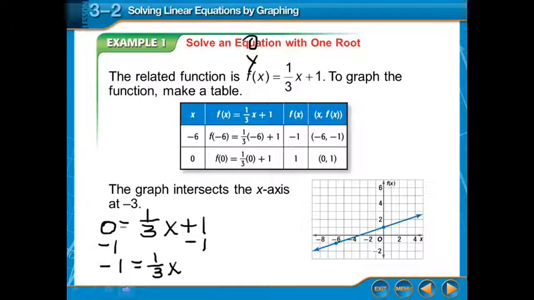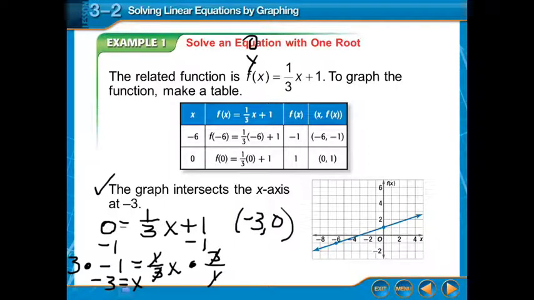And if I want to get x alone, because I've put 0 in the place of y, so I'm solving for the x-intercept, I would multiply both sides by 3/1. These would cancel out. Whatever I do to one side, I must do to the other, and I would get -3 is equal to x. And so that's how I know that the graph intersects the x-axis at -3, because when x is -3, y is 0.